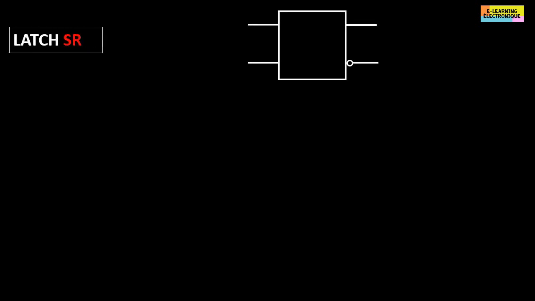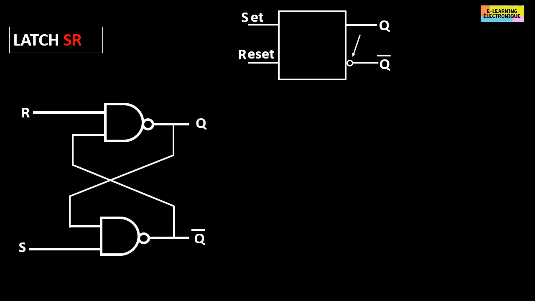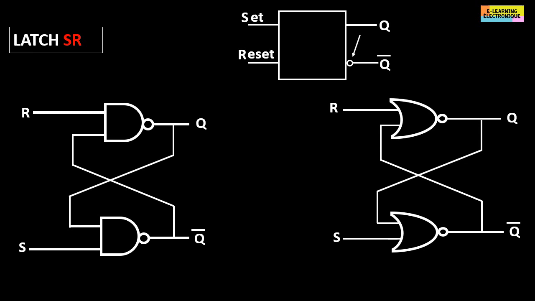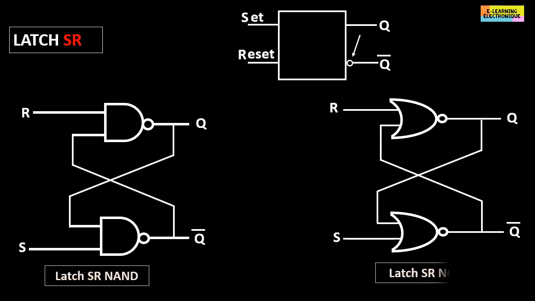The latches named SR are called so in reference to the two inputs labeled S for set to 1 and R for reset to 0. The outputs are labeled Q and its inverse Q bar. On the symbol of the latch SR, the inverted output is materialized by a circle placed in front of this output. On the circuit diagram, we see two types of latch according to the logic gates that constitute it. There are latch SR NAND and latch SR NOR.